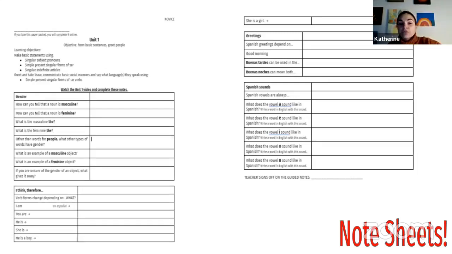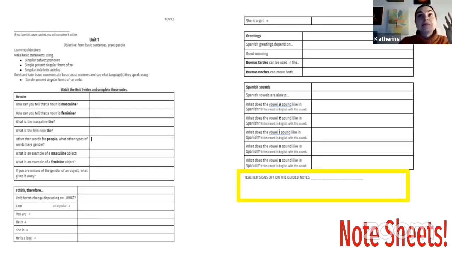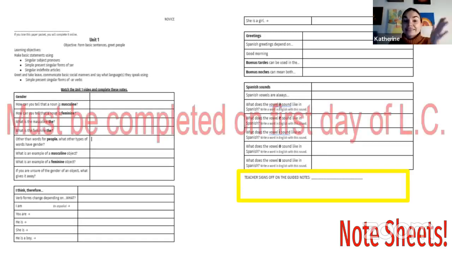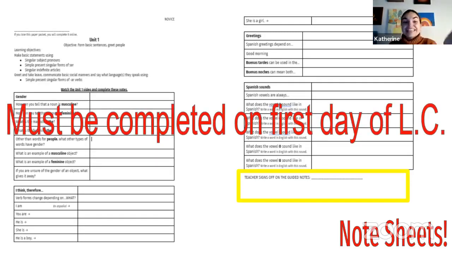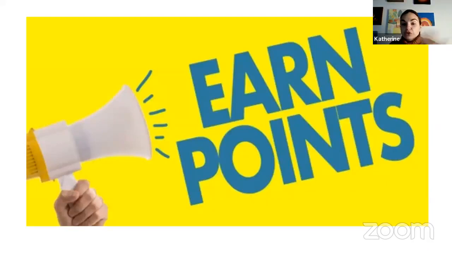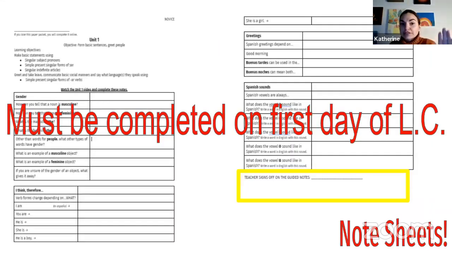So when they are done with the video guided notes, I sign off on those notes. So you can see where it's highlighted. I actually physically sign off on it, and that gives them kind of an element of, okay, I need to get this done. This is important. And it's always completed on the first day of the learning cycle. And they earn points for doing this. So this is all very important because they're going to be using these notes as they progress in the unit and in the lessons.